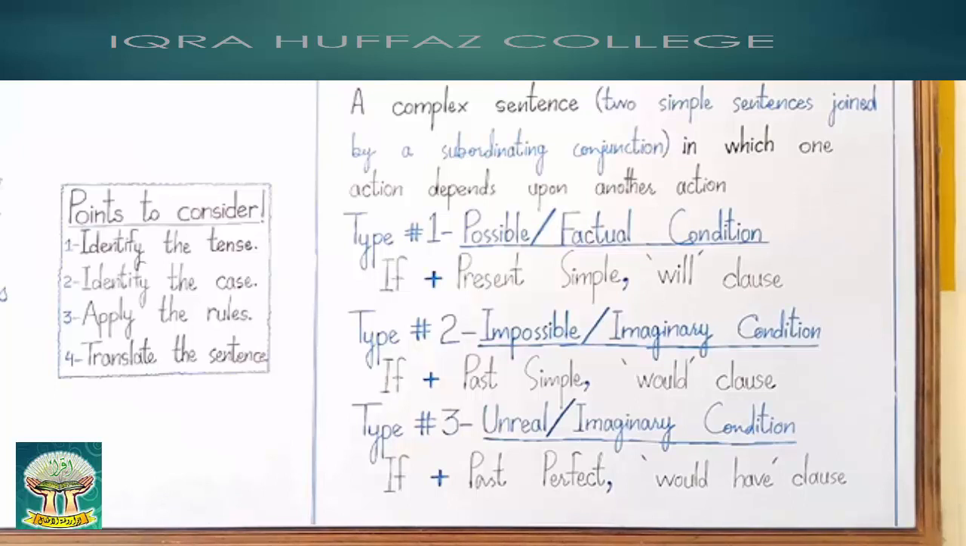So there are three types, 1, 2 and 3. Number 1, possible factual condition. Number 2, impossible or imaginary condition. And number 3, unreal or imaginary condition. Let's go through the sentences, how you can identify an Urdu sentence whether it belongs to type 1, type 2 or type 3 and how you can translate them into English.